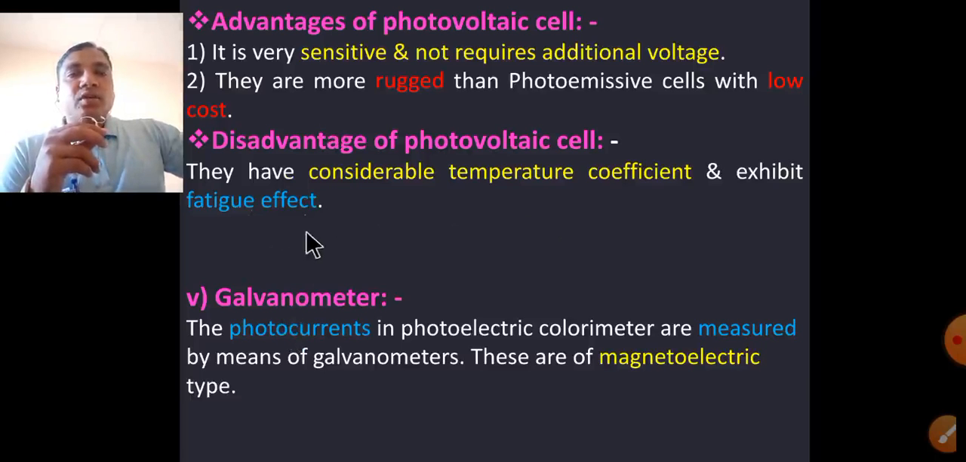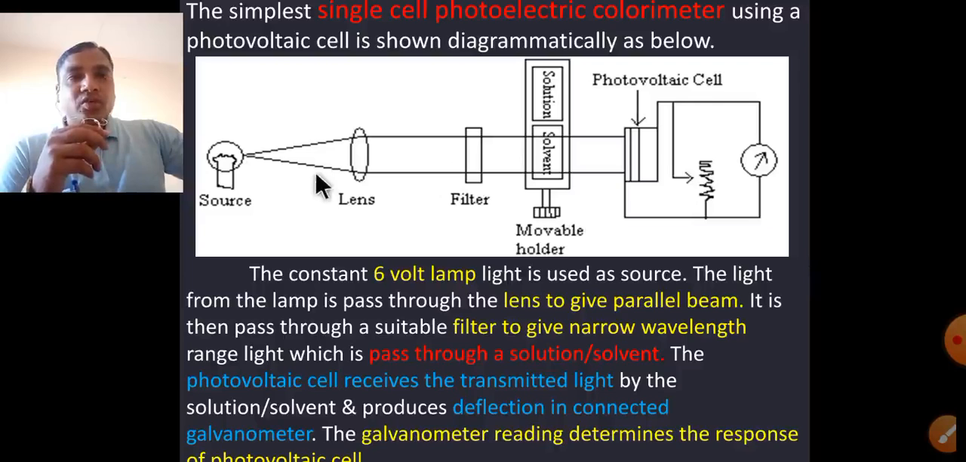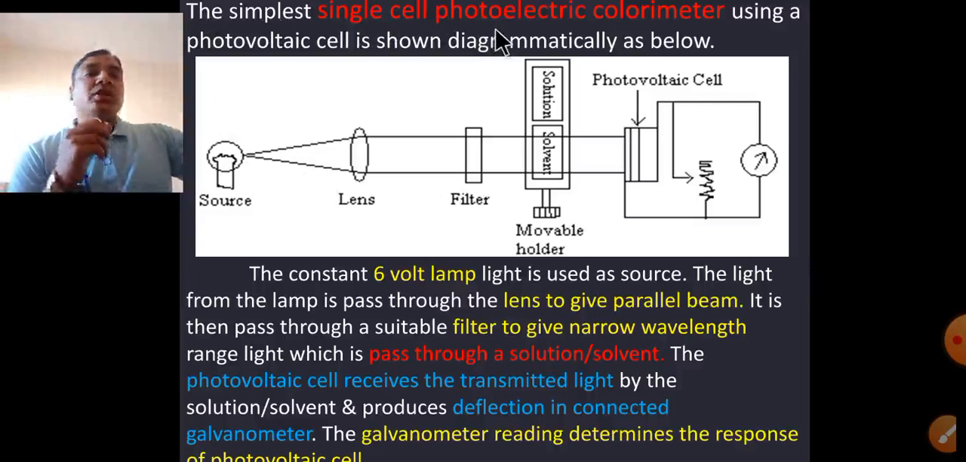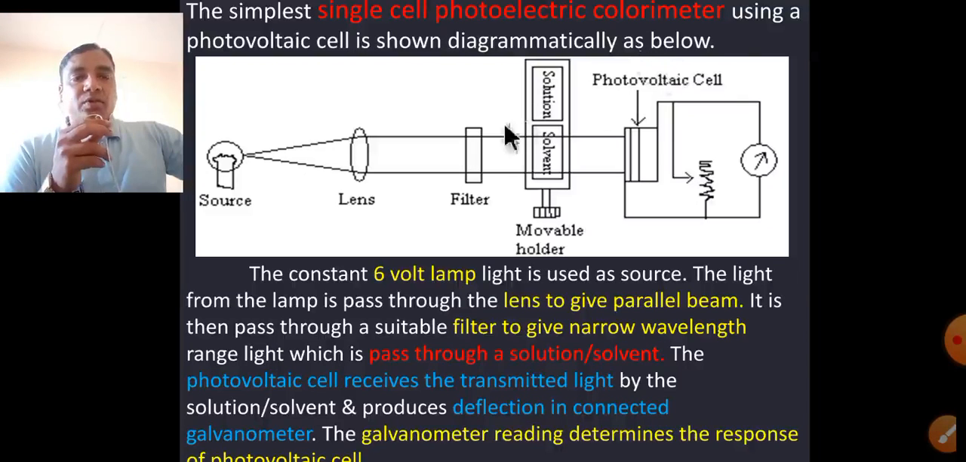And the last point of the colorimeter instrument, galvanometer. The photocurrents in the photoelectric colorimeter are measured by means of a galvanometer. These are of the magnetoelectric type. Construction of the simplest single cell photoelectric colorimeter using a photovoltaic cell is shown diagrammatically as below. Source, arc lamp, carbon arc lamp, lens, filter, movable holder, that is the cuvette with the solution, photovoltaic cell, this attached to the galvanometer.